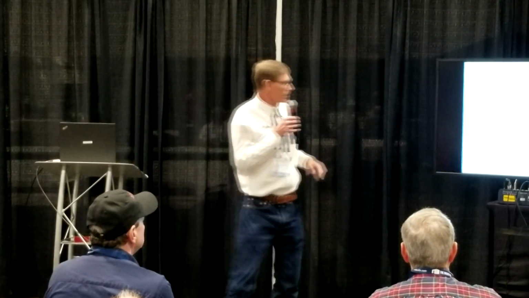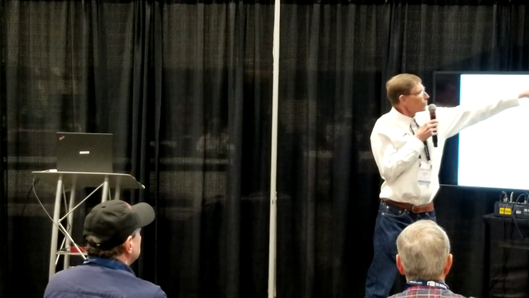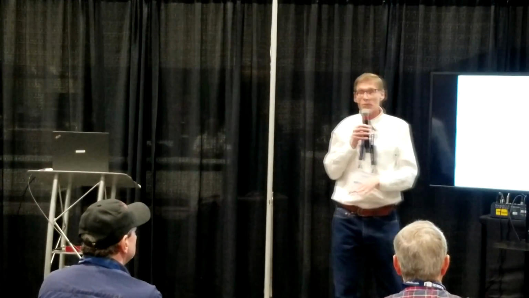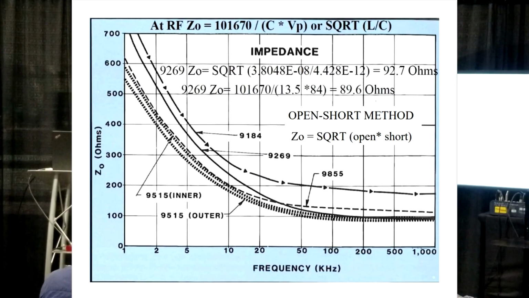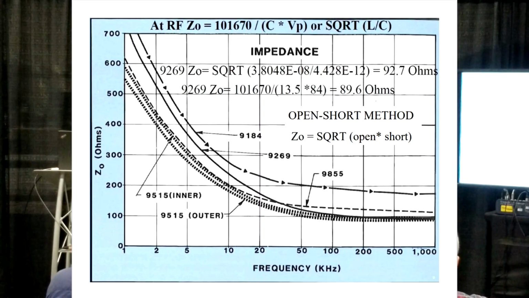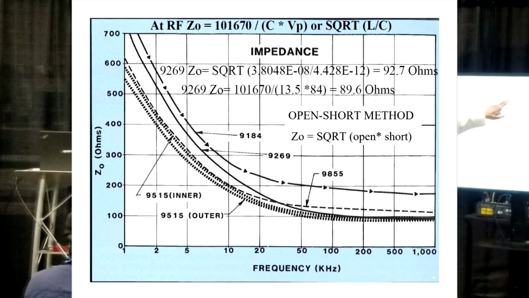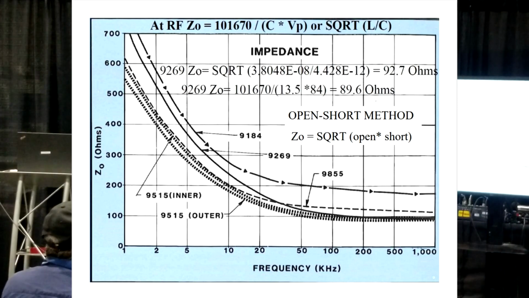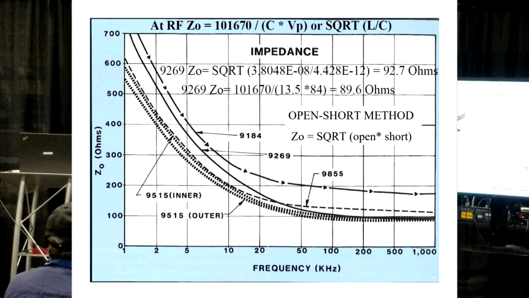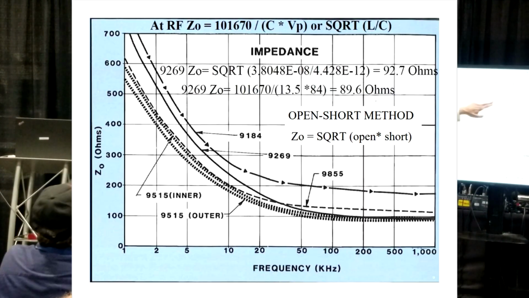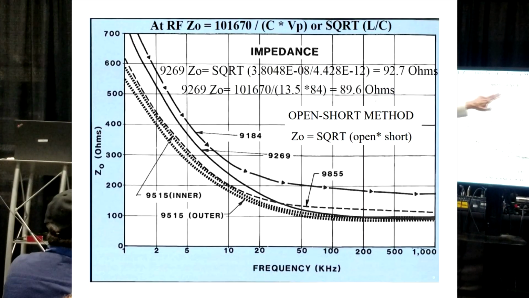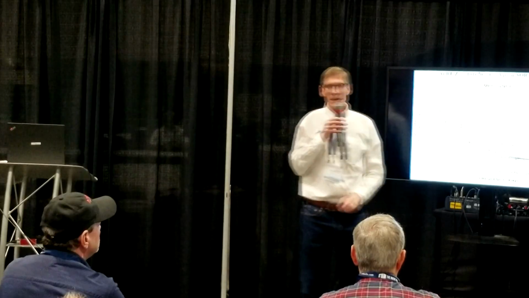If you multiply those two numbers together and divide it into a constant, 101,670, that gets rid of all these other scary symbols, so it makes it simple, it will pop out an impedance. Okay, so it's saying it's 92.7 ohms, or excuse me, in this case, 89.6. The square root of inductance divided by capacitance gives us 92.7.